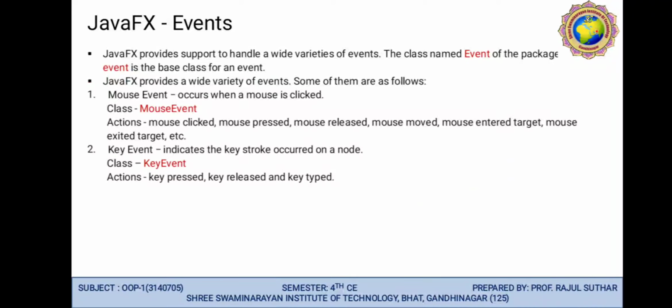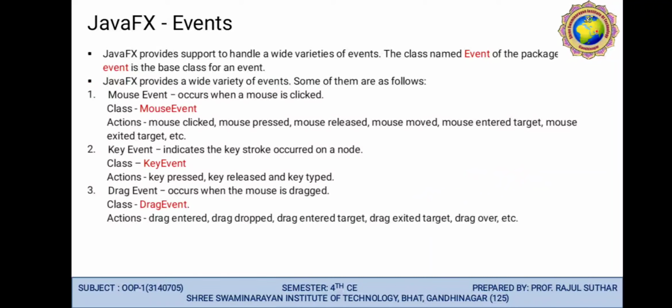KeyEvent: which are the key events? It indicates a keystroke occurred on a node. Here the class is KeyEvent. So if we press a key on the keyboard, or release the particular key, key pressed, key released and key typed are all key events. DragEvent occurs when the mouse is dragged. Here the class DragEvent is used, like when we are dragging from one object to another object. Drag entered, drag dropped, drag entered target as well as drag exited target are all drag events.